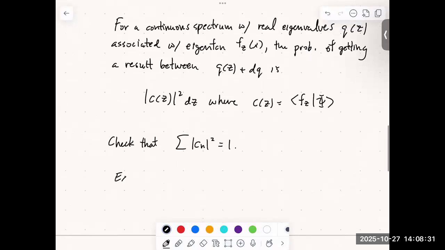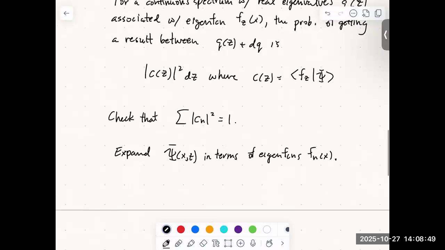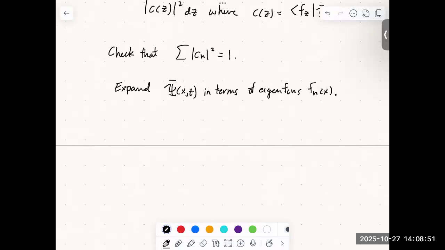So to do this, what we're going to do is expand psi of x and t in terms of the eigenfunctions Fn of x. So that might look like psi is the sum over all n of the Cn coefficients multiplied by these eigenfunctions. So the Fn are the eigenfunctions.